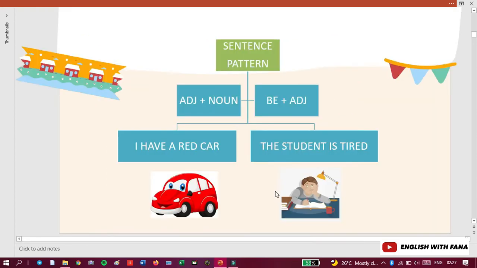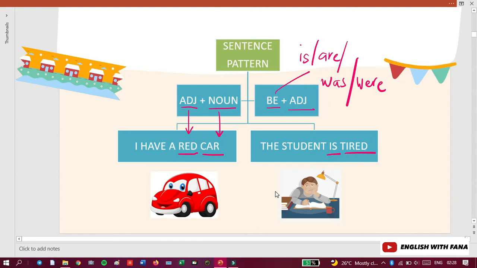Next. This is an example of the sentence pattern on how to use adjectives. First, we can use adjective and then noun. And the other sentence pattern, we can use be and then adjective. So adjective plus noun: red is the adjective and car is the noun. Or we can use be plus adjective, verb to be. What is verb to be? Verb to be is, are, or if it's past tense, was or were. And then adjective. So is is the verb to be and tired is the adjective. These are two sentence patterns for adjectives.